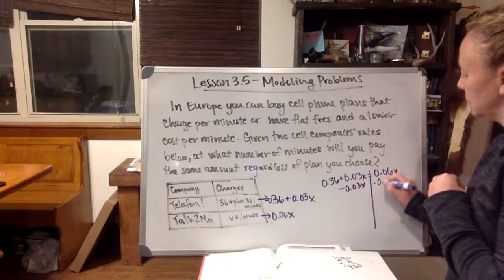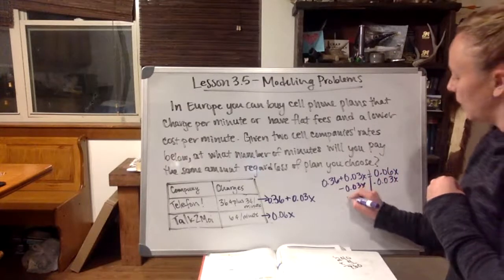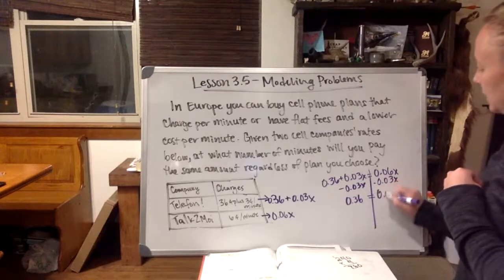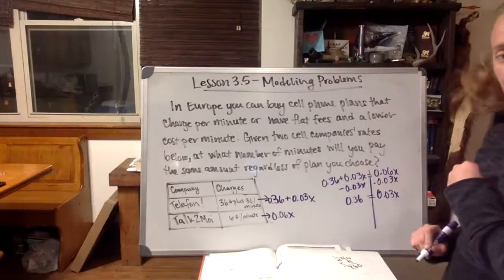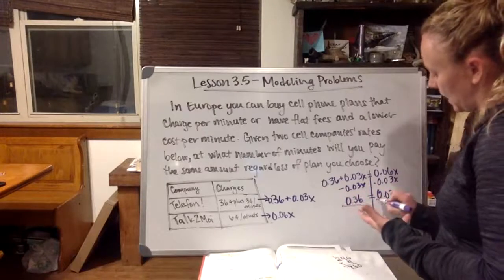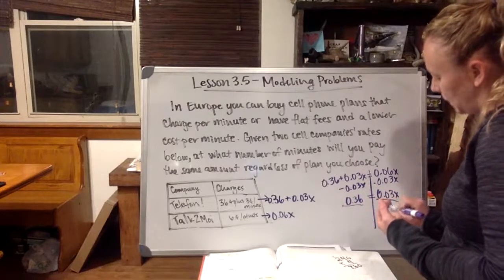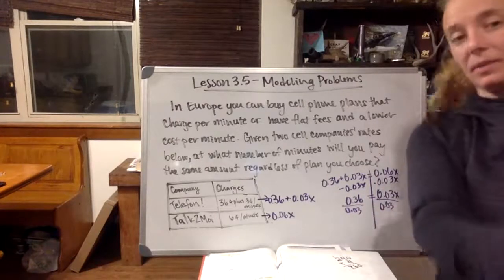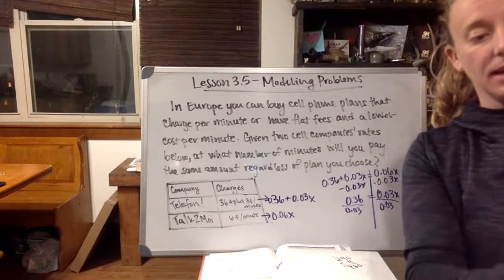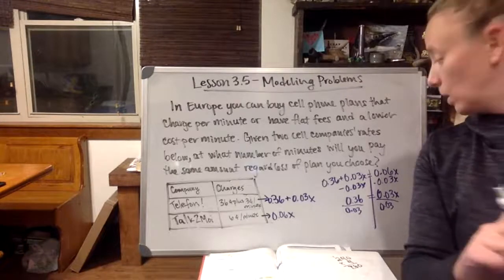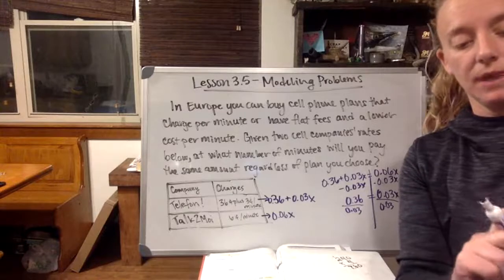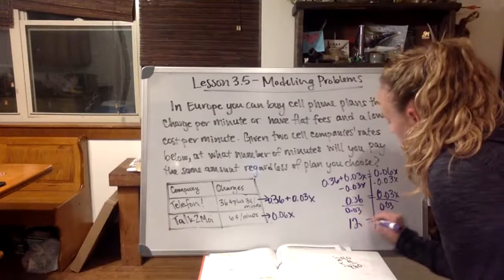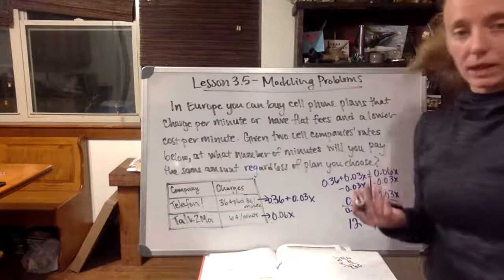0.03x, subtract that on both sides. I now get 0.36 on one side and 0.03x on the other side. And after that, I need to divide by 3 cents on both sides. So when I do that, I should probably get out my handy dandy calculator. I bet it's probably 12-ish minutes. 36 cents divided by 0.03, 12 minutes. At 12 minutes of talking, both of these plans will cost the exact same.